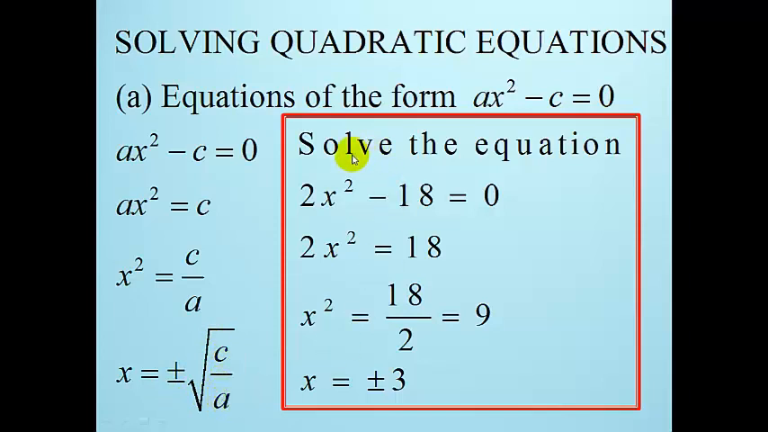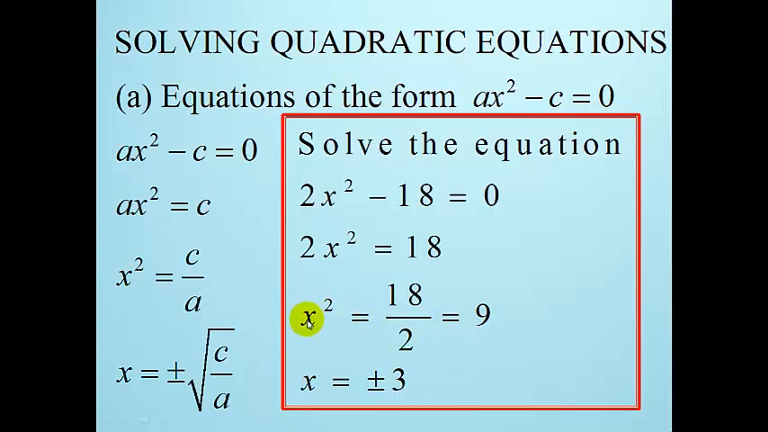Now let's look at this example. Solve the equation 2x squared minus 18 equals 0. So minus 18 on the left hand side becomes 18 on the right hand side. So we have 2x squared is equal to 18. Now because we are solving for x, we divide the left hand side by 2, and we divide the right hand side also by 2. When we divide 2x squared by 2, we are left with x squared. And this is equal to 18 divided by 2, which is 9. So x squared is equal to 9.